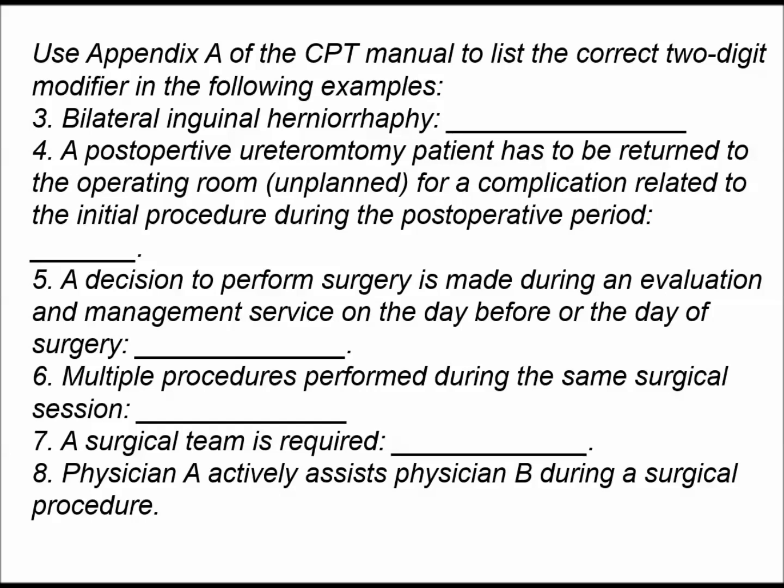A bilateral inguinal herniorrhaphy. This is a repair of an inguinal hernia, and it's on both sides, so it's bilateral. And the bilateral modifier code is 50. So we know that we would put 50 there for that one. Now, number 4, a postoperative uterotomy patient has to be returned to the operating room. This is unplanned because there's a complication related to the initial procedure during the postoperative period. So what modifier would you use? Well, in this case it's going to be 78, because you had to return to the OR for an unplanned surgery.